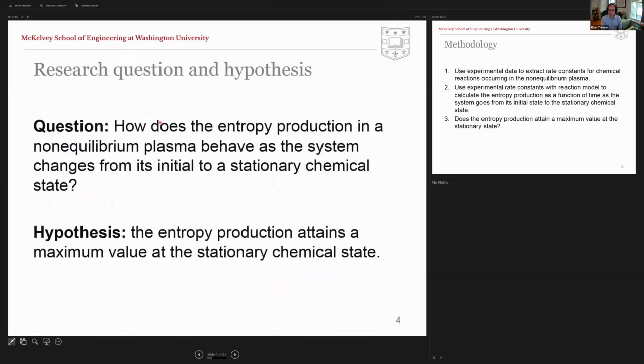Okay, so the research question we're hoping to answer is, how does the entropy production in a non-equilibrium plasma behave as the system changes from its initial to a stationary chemical state? And of course, the hypothesis is that the entropy production will attain a maximum value at the stationary chemical state.